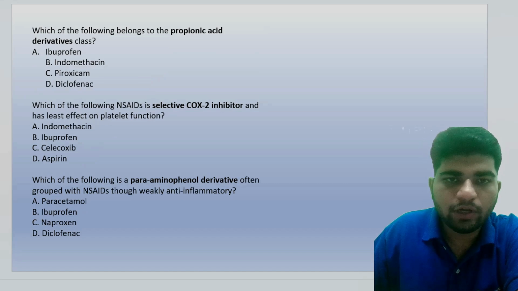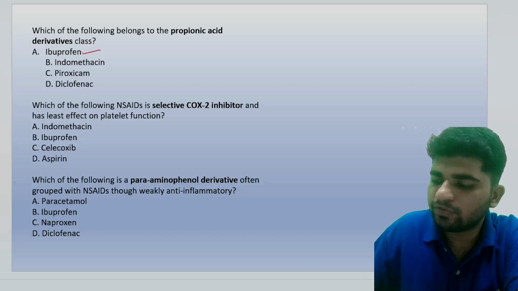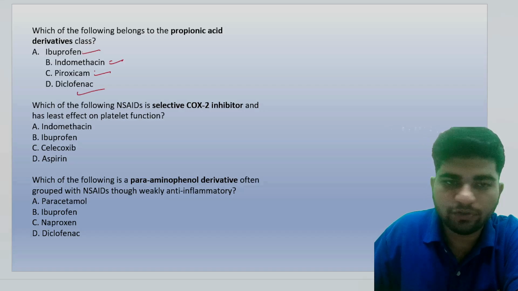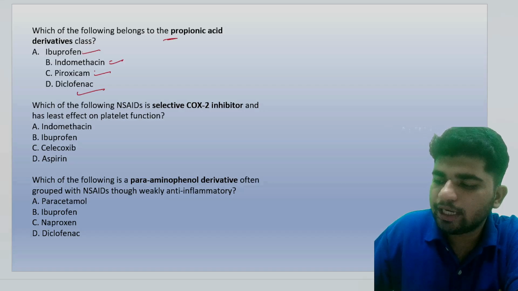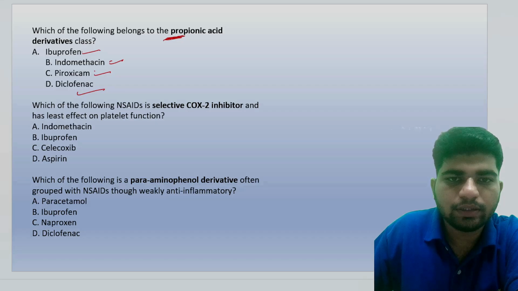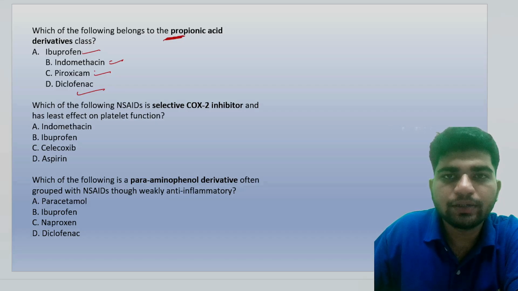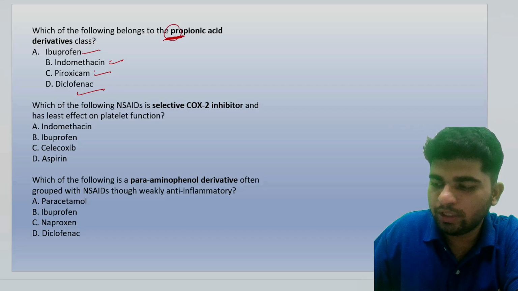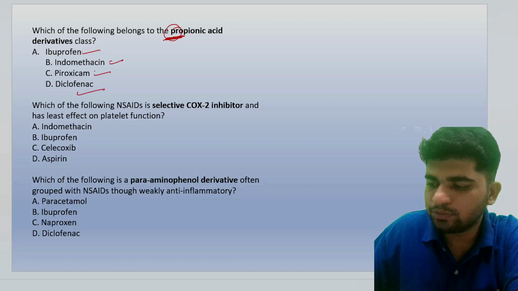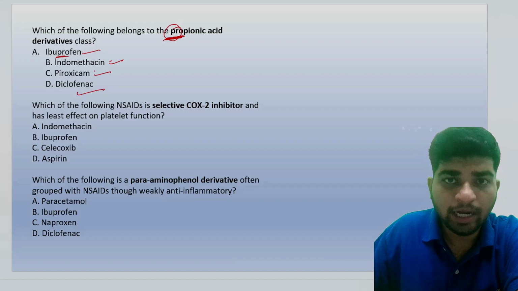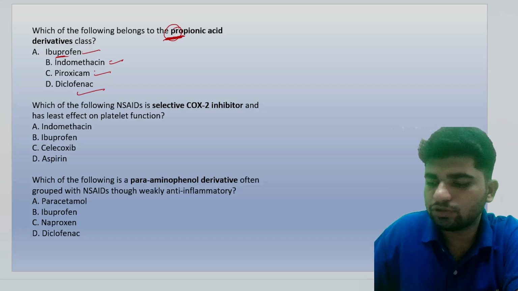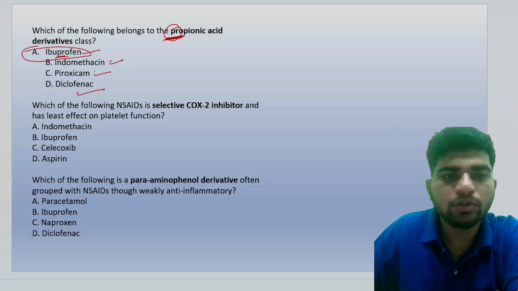Which of the following belongs to the propionic acid derivative class? Ibuprofen, indomethacin, piroxicam, diclofenac. Relate the word pro in any drug: ibuprofen, ketoprofen, flurbiprofen. Yes. So the correct one will be ibuprofen.